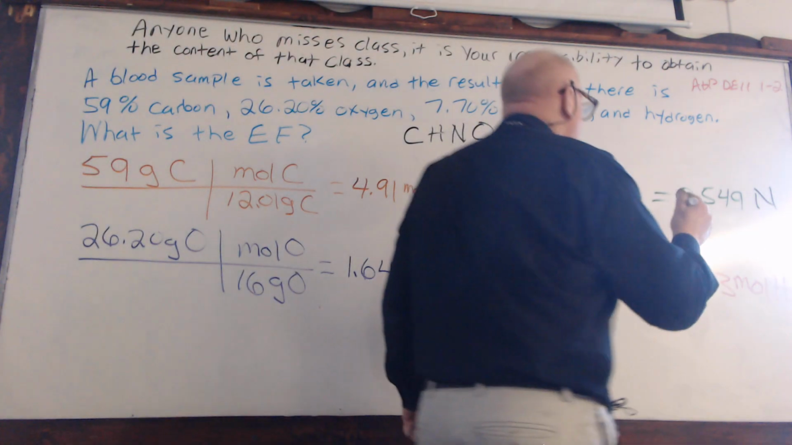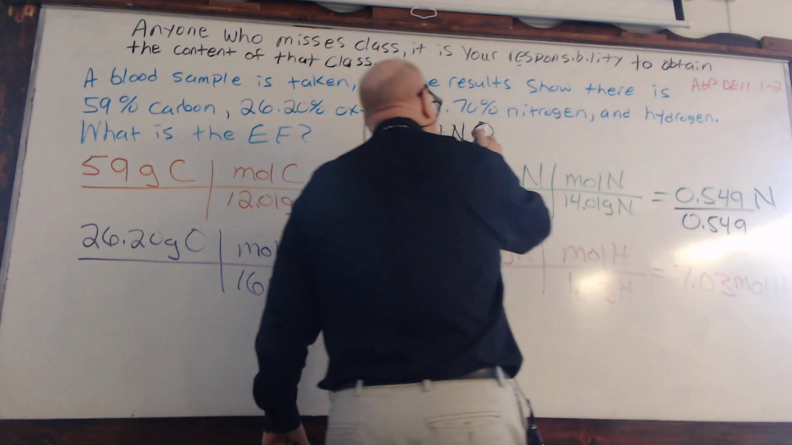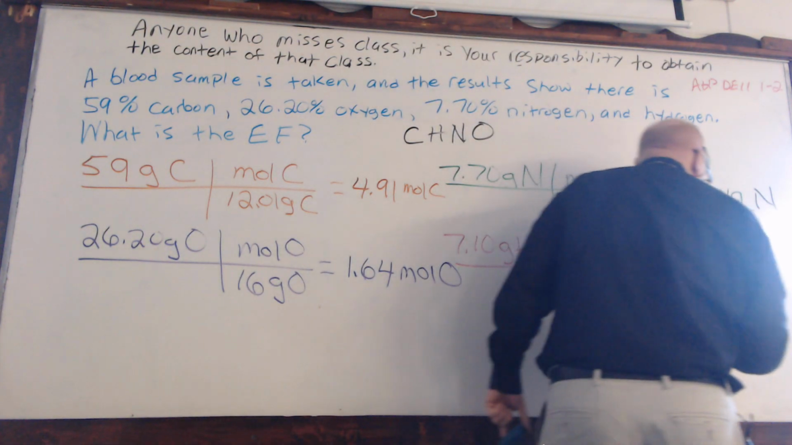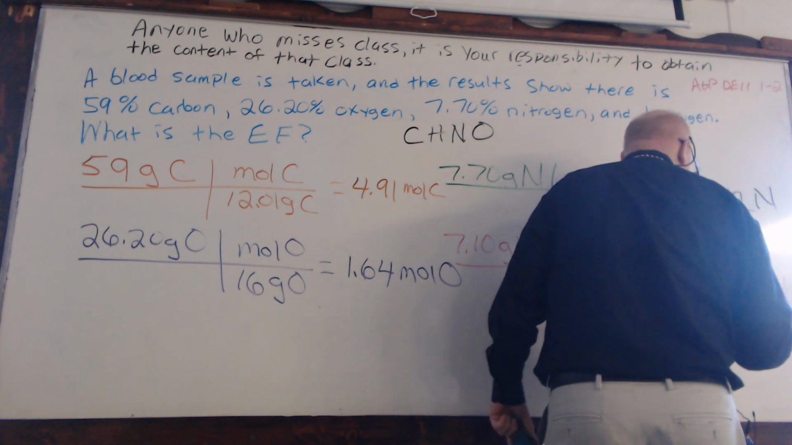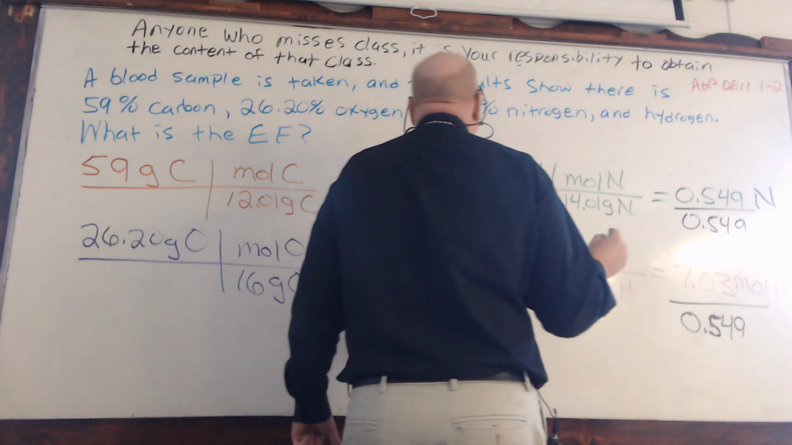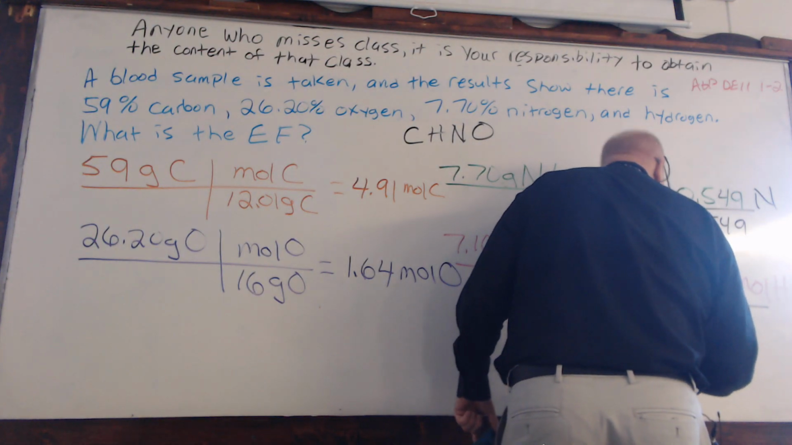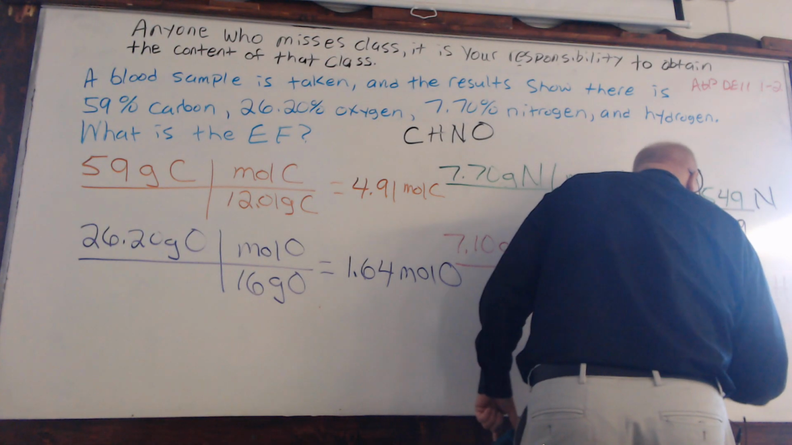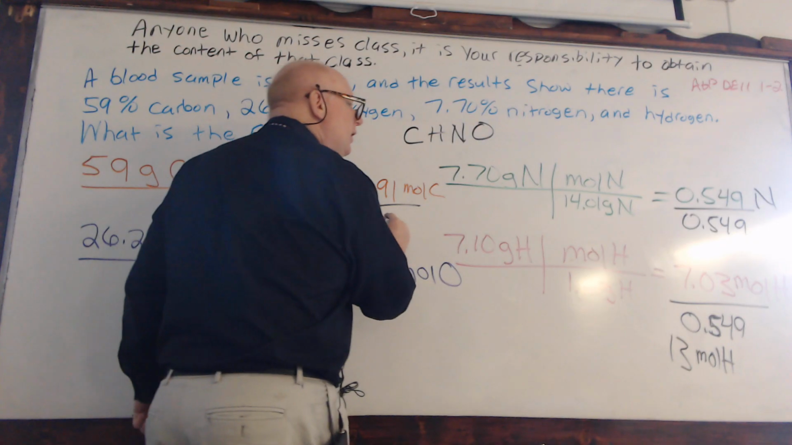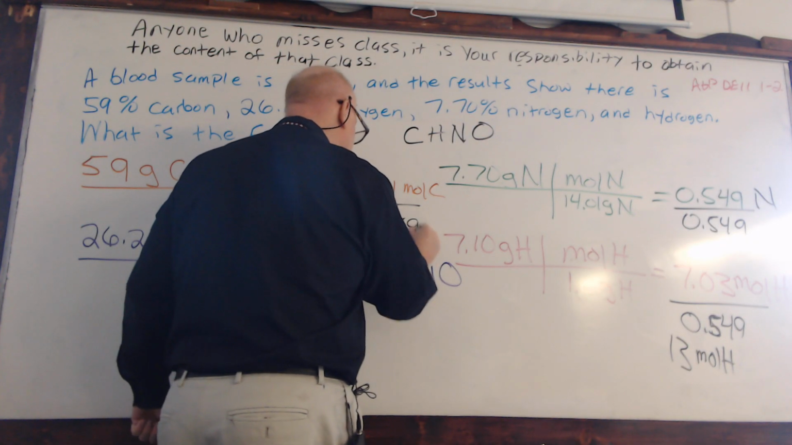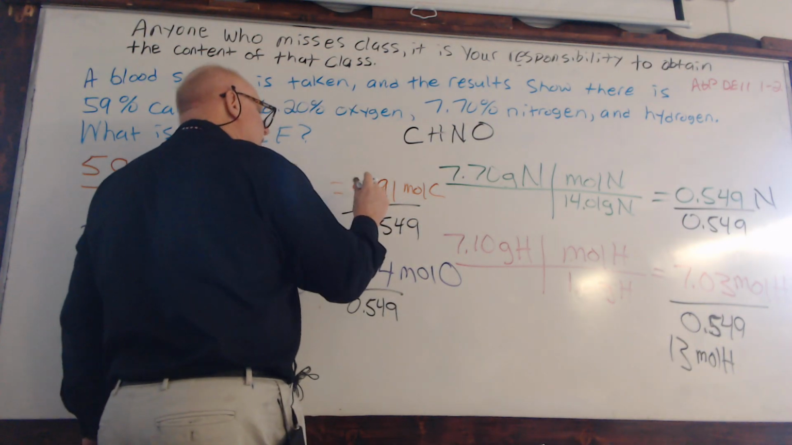Divide by your smallest number. So this is pretty simple. If that leaves that at 1, we've got 1. And we divide this by 0.549, and we get, okay, so we would put this as 13. So 13 moles of hydrogen, okay? Dividing this by 0.549, and this one here, 0.549. And what do we get for carbon then?